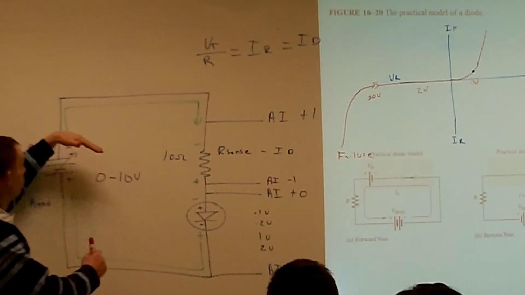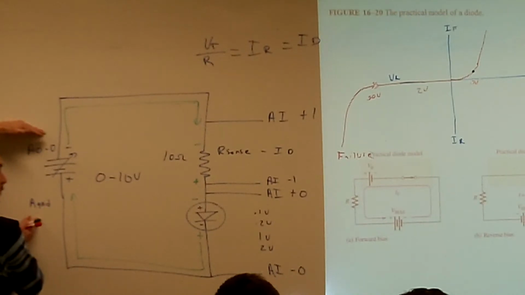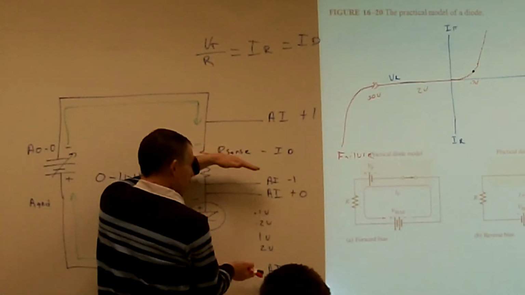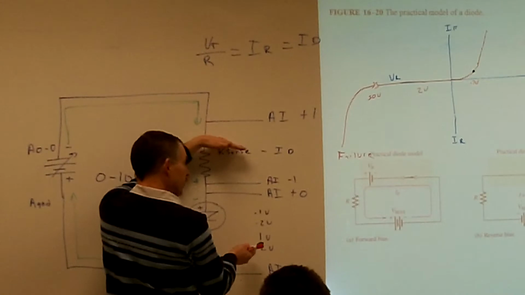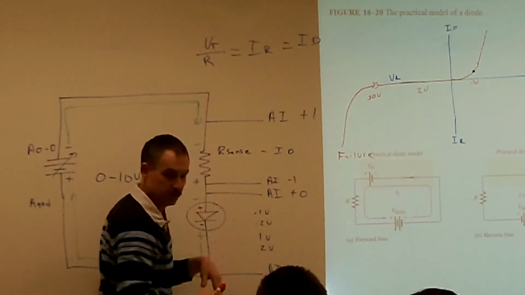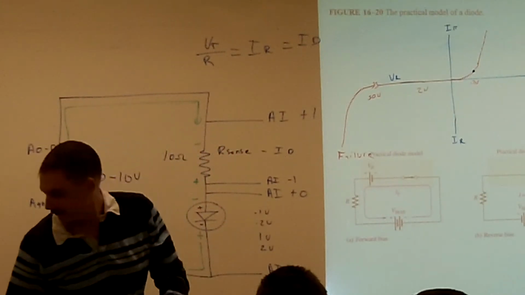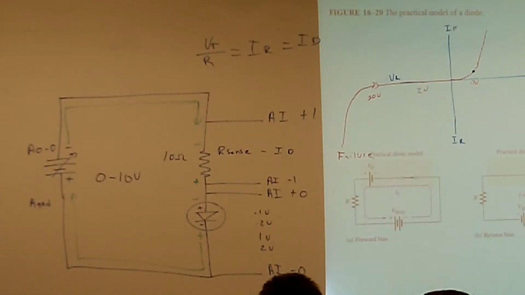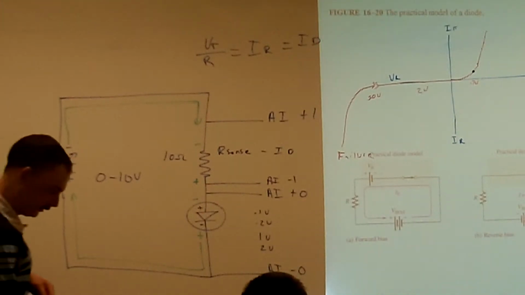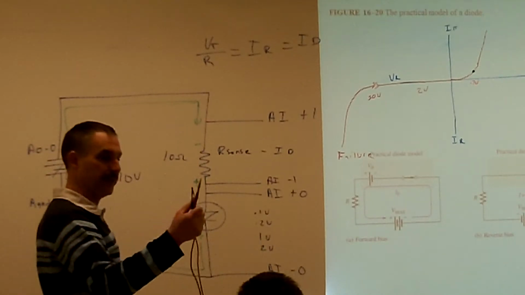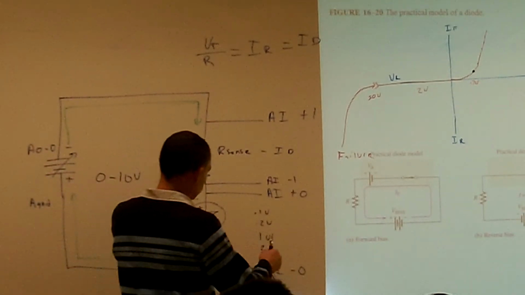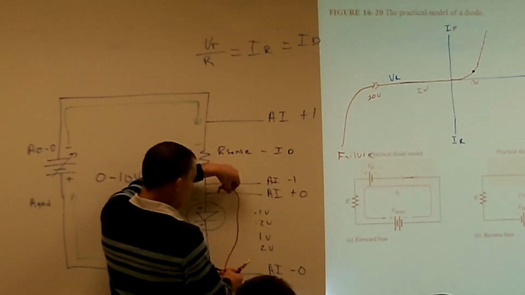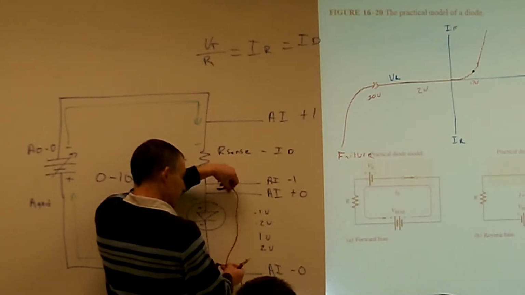Okay, so we have this analog output that's setting up our voltage, and then when we're looking at our analog inputs, those are just inputs. All they are is like taking the two leads of my voltmeter. It's just a voltmeter going into a data acquisition card. It's just measuring the voltage.